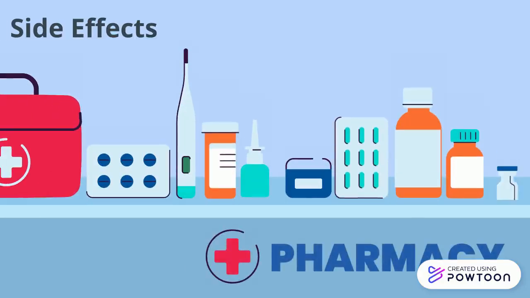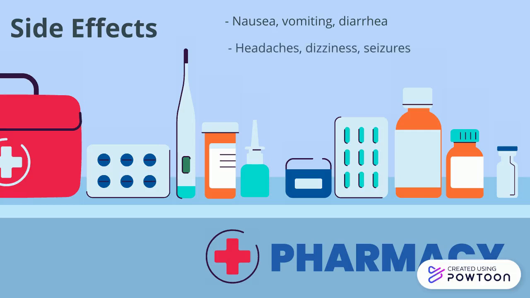Side effects include GI issues such as nausea, vomiting, and diarrhea, and neurological issues such as headache, dizziness, and seizures. Less common side effects include fever, blood disorders, kidney problems, and C. diff, a superinfection caused by the overuse of antibiotics.